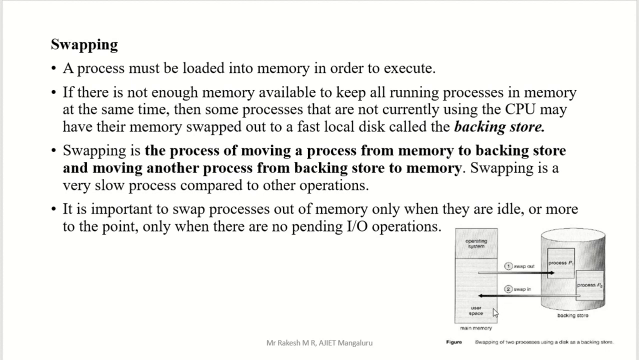Whichever process has completed CPU execution and is waiting for input output, we are going to take into secondary memory or backing store, and whichever process in the secondary memory needs CPU execution immediately, we are going to take inside the main memory. So this swap concept is what we are using here. Swapping is a process of moving a process from main memory to backing store, that is from main memory to secondary memory, and moving another process from backing store to main memory. Swapping is a somewhat slow process.